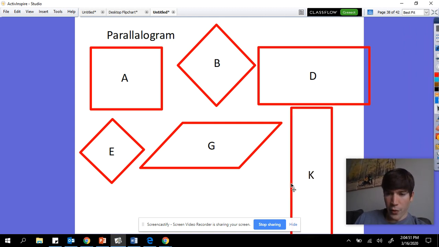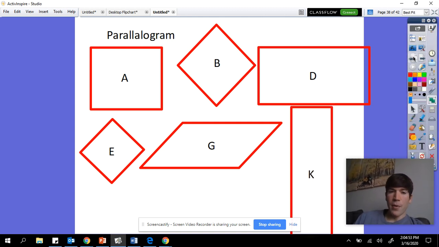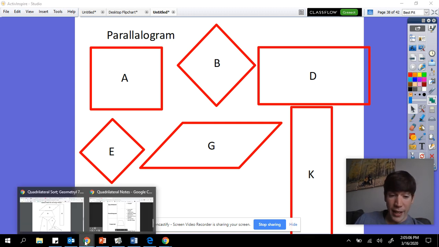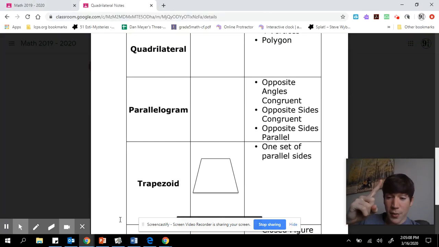So out of all of those shapes that we had there, we have some that were parallelograms, some that were not. All of these shapes, A, B, D, E, G, and K, are parallelograms, based upon fitting those three categories. And again, those three things were opposite angles are congruent, the opposite sides are congruent, and the opposite sides are parallel. That makes those things parallelograms.